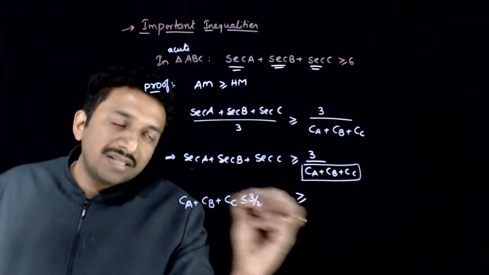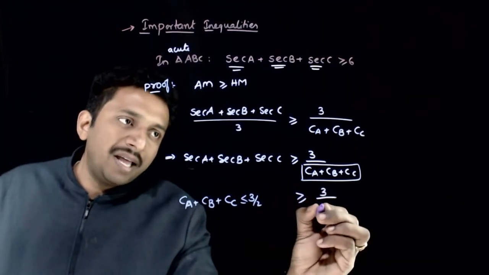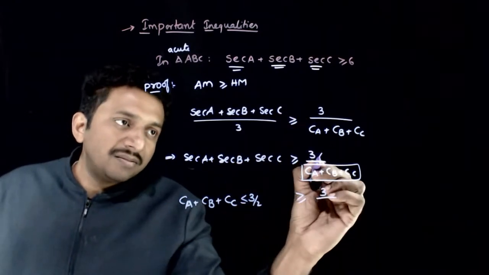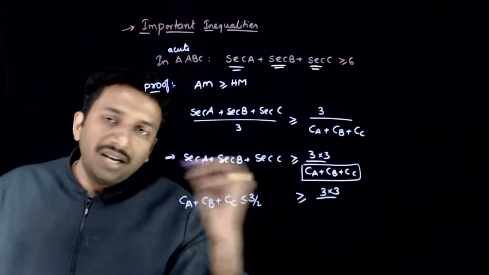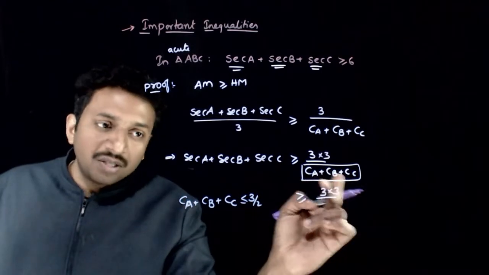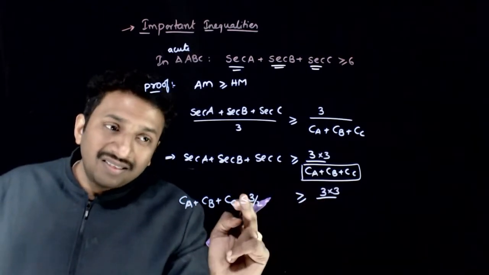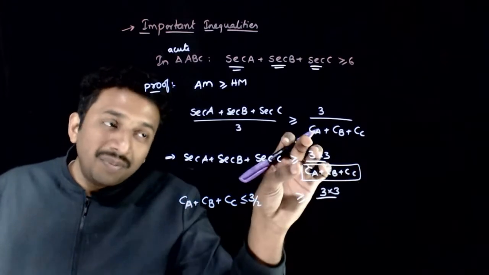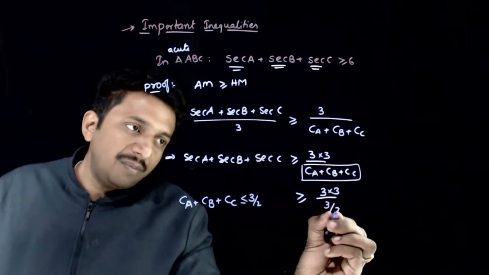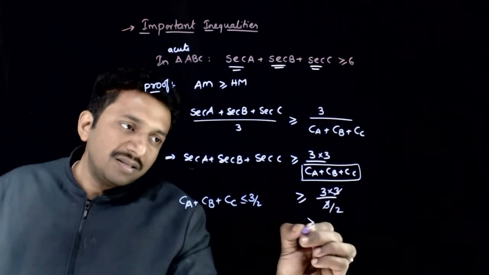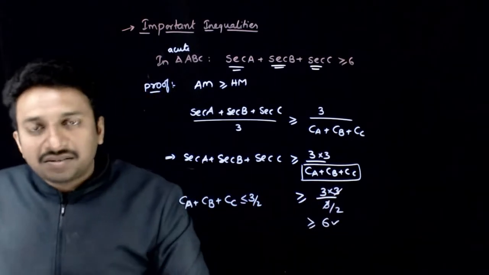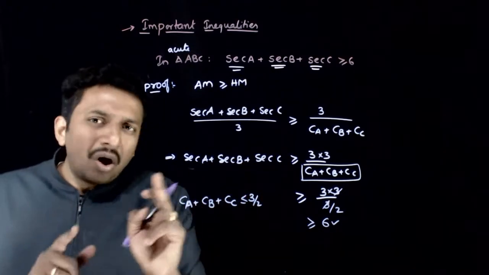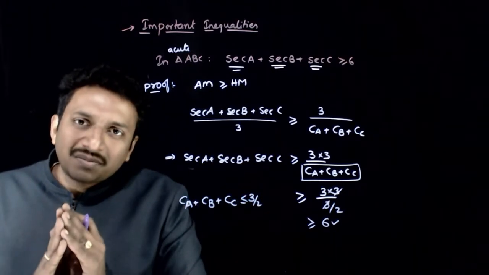So this is always greater than or equal to, sorry, this is 3 into 3, right? So 3 into 3 divided by cos A plus cos B plus cos C, which is less than or equal to 3 by 2. So if you substitute the maximum value, you get the minimum value here. So you have 9 by 3 by 2, the 3 and 3 get cancelled. So it's always greater than or equal to 6. So secant A plus secant B plus secant C will always be greater than or equal to 6.